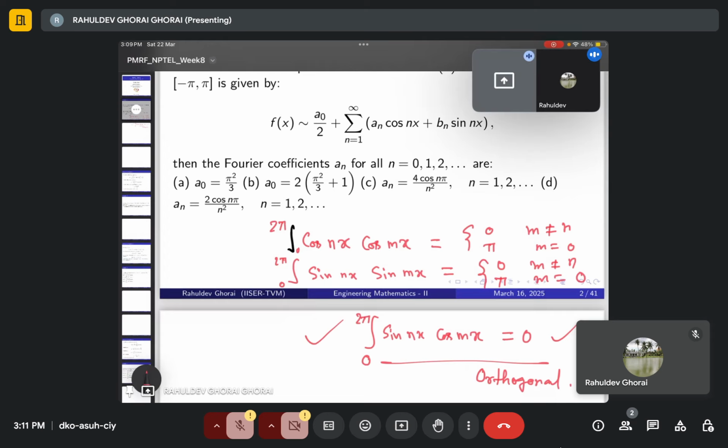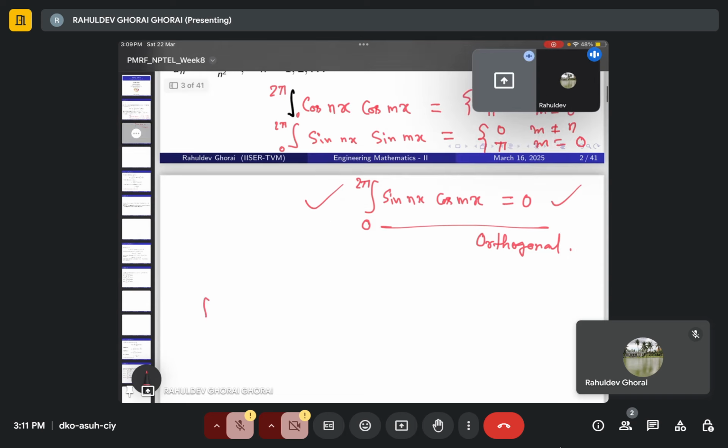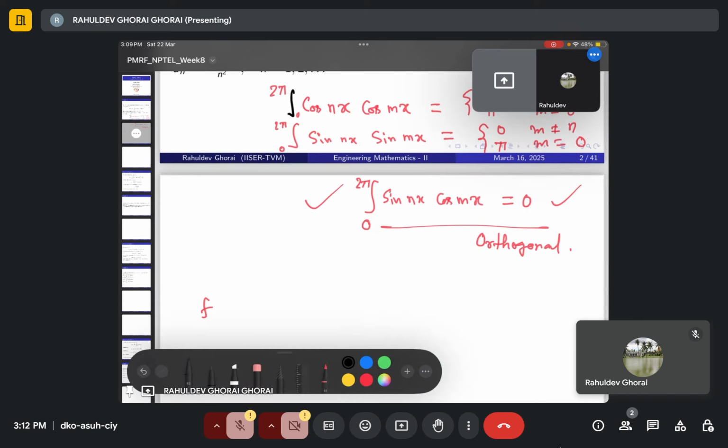Even so, if you know this, then you can evaluate. You don't need to remember the formula for an and bn. You just multiply the function. So let's say I'll show for one maybe. Let me use the black color.